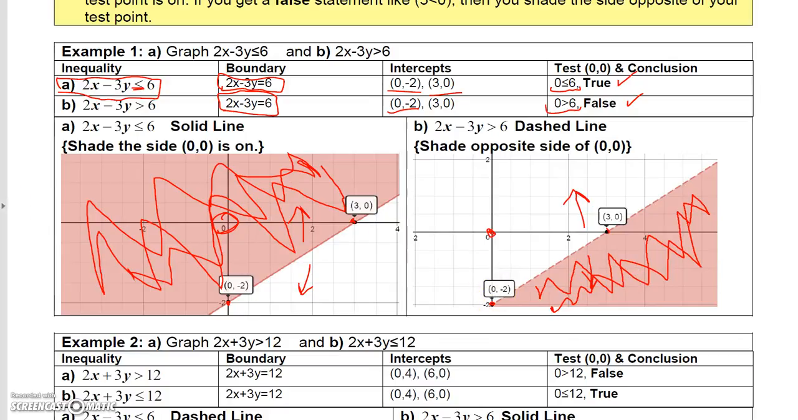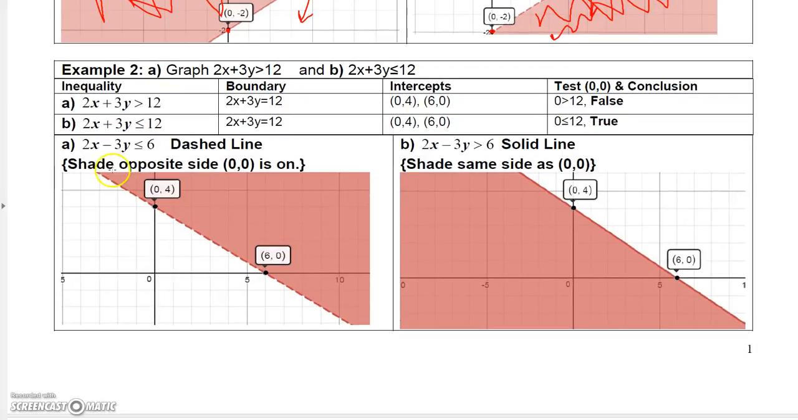Okay, now here's a couple more examples. This is 2x plus 3y is greater than 12, and 2x plus 3y is less than or equal to 12. Basically you do the same thing: draw the boundary, 2x plus 3y equals 12. Let x be 0, solve for y to get your y-intercept 0, 4, which is right here. Then let y be 0, solve for x to get your x-intercept, which is right there. Then draw your straight edge through there, but make sure you draw a broken line because this one does not have the equal to with it.